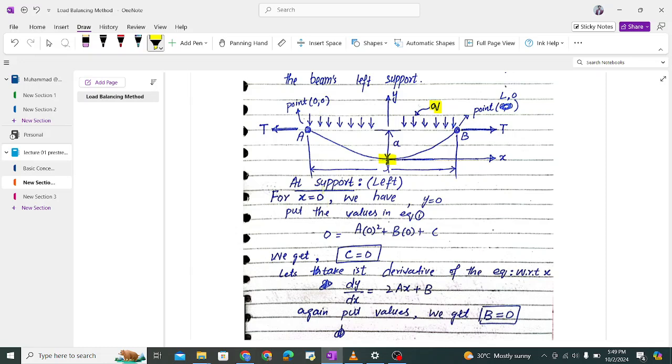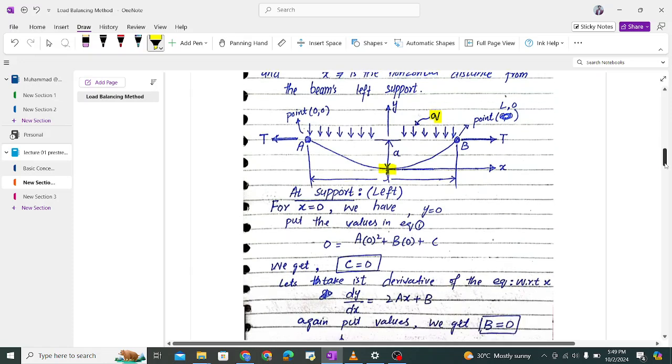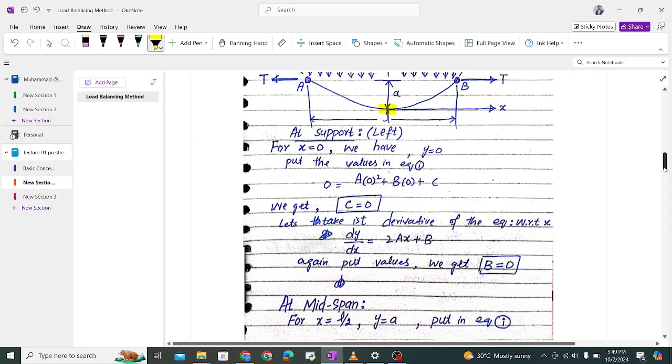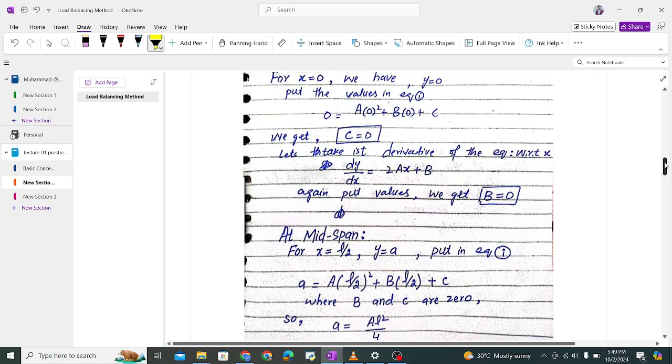So let's move to the derivation. At the left support, for x equal to 0, we have y equal to 0. Yes, definitely. Put these values in equation 1, which is basically this parabolic equation. So putting in the values, we get c is equal to 0. If we take the first derivative of the equation with respect to x, the equation becomes this. Now again putting in the values, we get b is equal to 0. So c is equal to 0 and b is equal to 0.